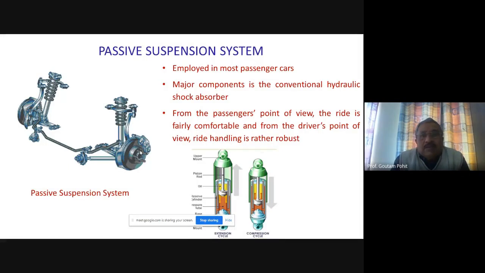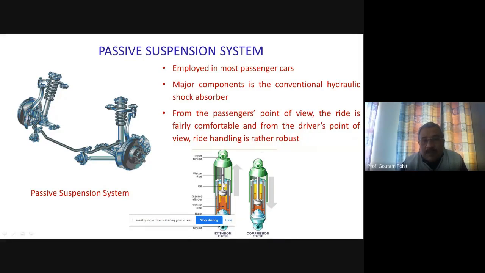The passive suspension systems are employed in most passenger cars. The major component is the conventional hydraulic shock absorber, which has been shown here. Actually, this is a shock absorber. A twin tube shock absorber is shown. These absorbers are filled with oil, and this is the cylinder, which has some ports here. Now, this is the piston, and there are some ports here.